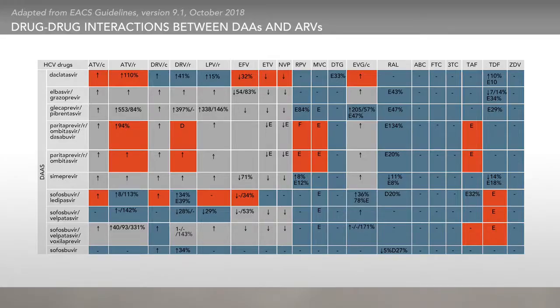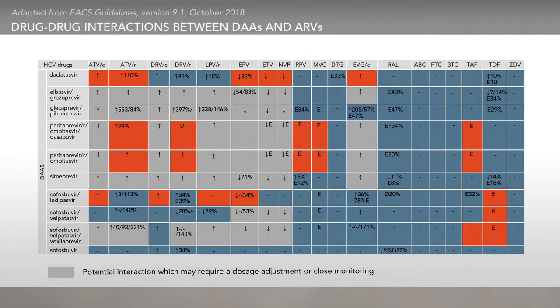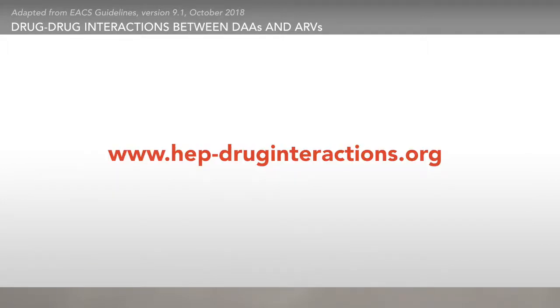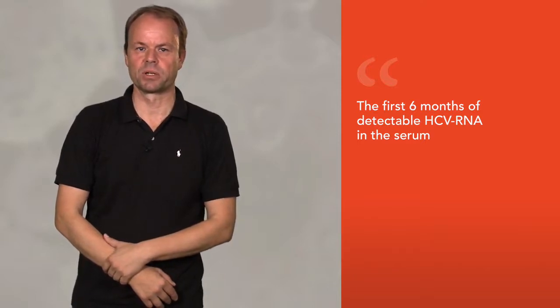This table from the 2018 EASL guidelines gives an overview of drug-drug interactions between DAAs and antiretroviral drugs. Those in blue have no interactions, while those in orange have a potential interaction and may require dose adjustment, while those in grey should not be co-administered. More detailed and up-to-date information about drug interactions and dosage adjustment can be found at hepdruginteractions.org.